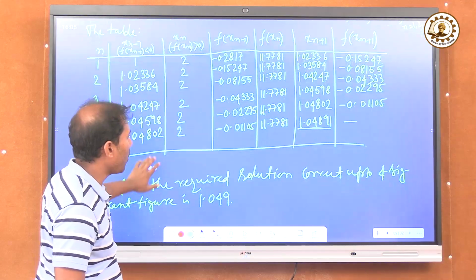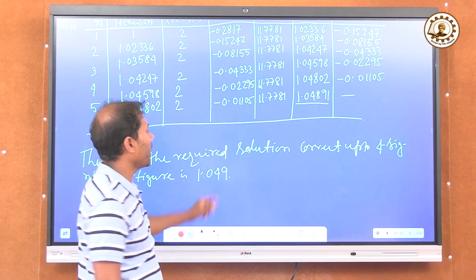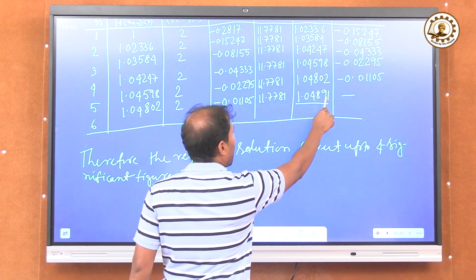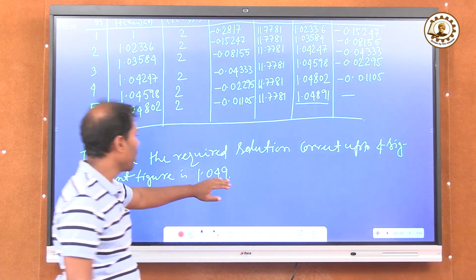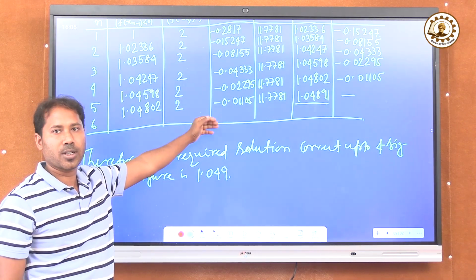So therefore our root is 1.048 and the last digit 9, so 1.049. This is our root of the given equation.